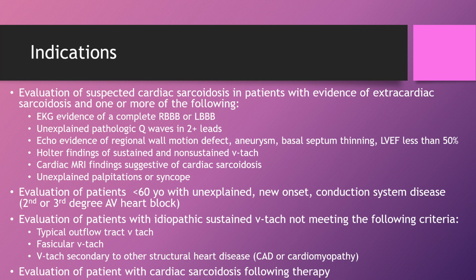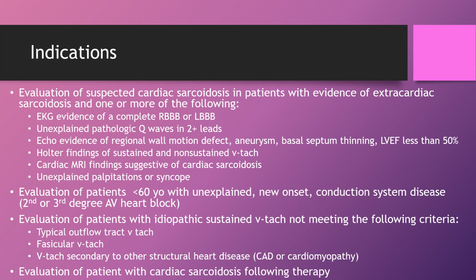So indications of cardiac sarcoidosis imaging with PET are evaluation of suspected cardiac sarcoidosis in patients with at least two of the following: EKG evidence of a complete right bundle branch block or left bundle branch block, unexplained pathologic Q waves in two or more leads, echocardiogram evidence of regional wall motion defect, aneurysm, basal septal thinning, left ventricular ejection fraction that's less than 50%, Holter findings of a sustained and non-sustained VTAC, cardiac MRI findings suggestive of cardiac sarcoidosis, and unexplained palpitations or syncope.